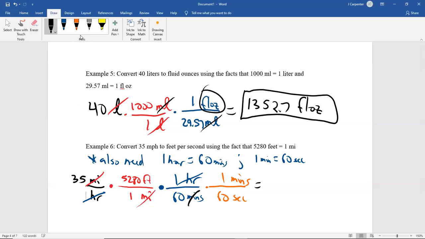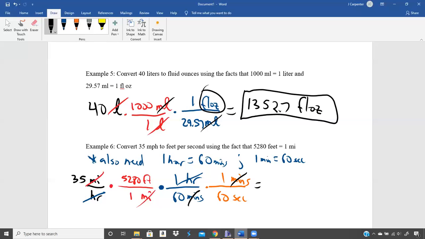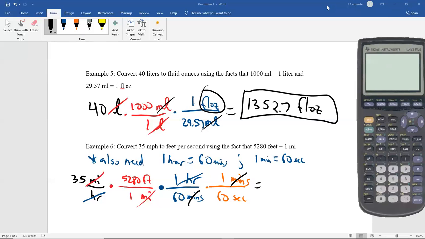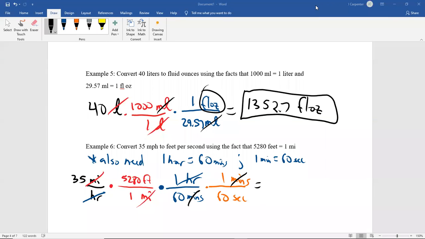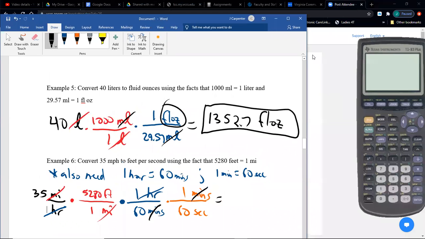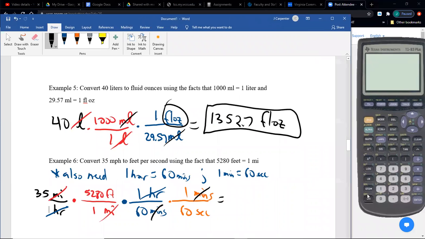So out with the old, the minutes cancel, top and bottom, show your work. Without canceling and showing your work, you might not know things cancel. All right, so now we can finally do some math. We have the 35 times the 5280. The 60 is in the bottom, so we'll divide it. The next 60 is in the bottom, so we'll divide that as well. Let's get our calculator. No, bad technology. There we go.